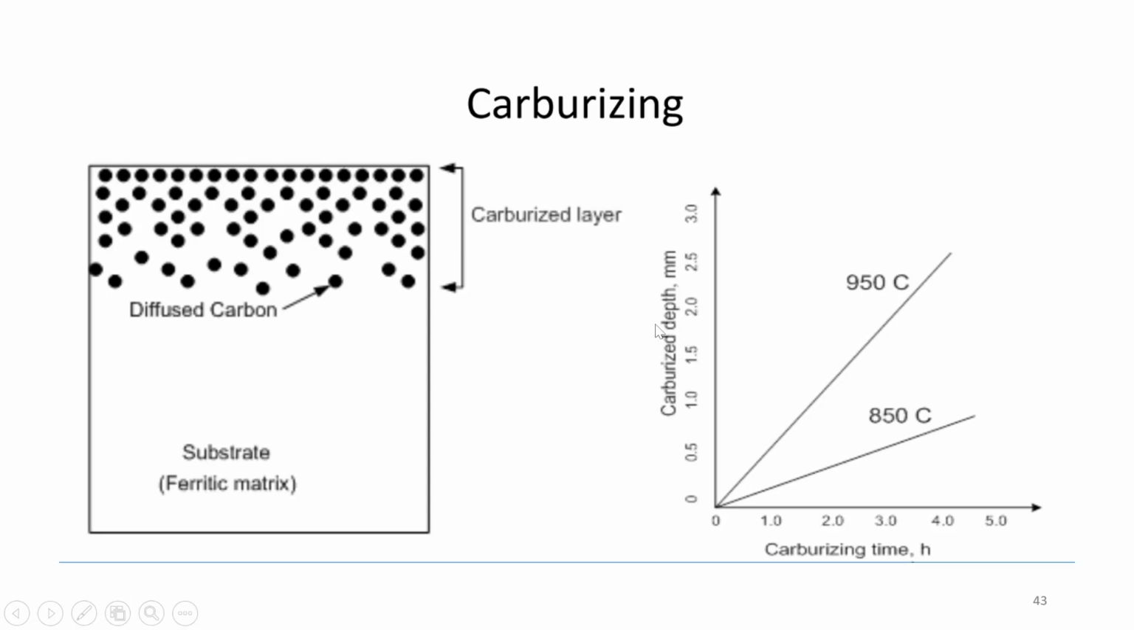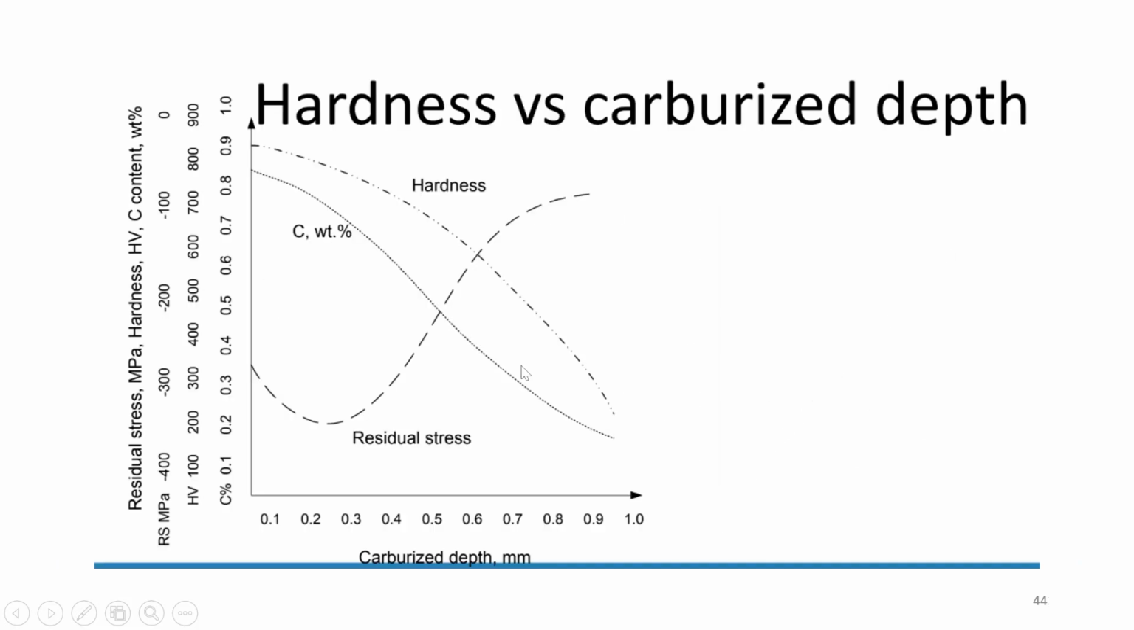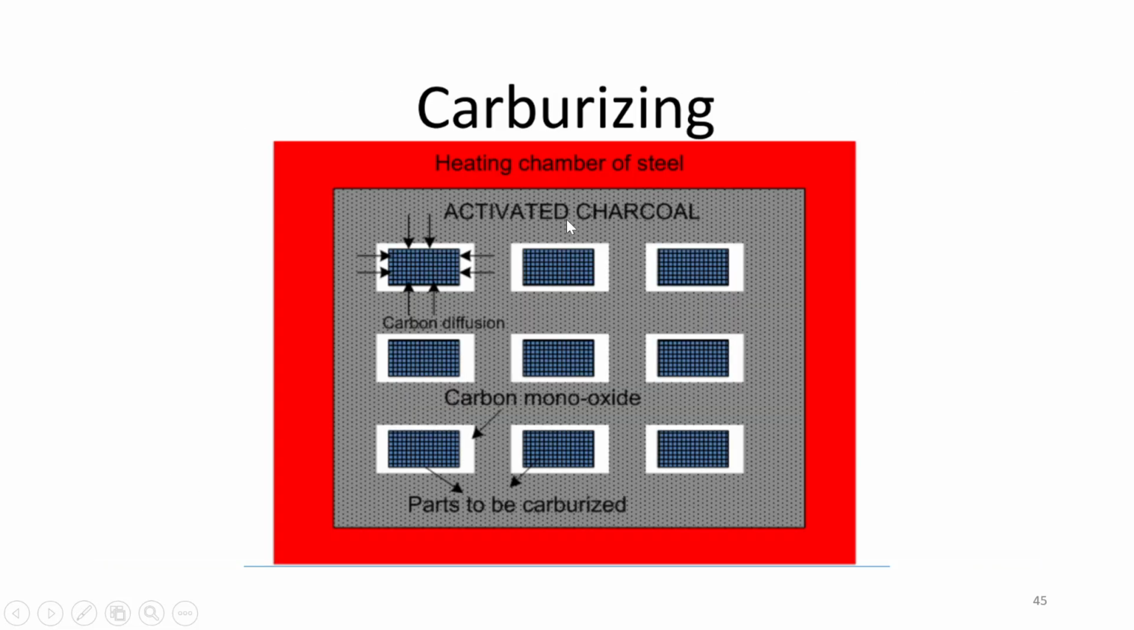The carburizing depth also depends on the temperature of carburization. At 950 you will get a higher case depth at the same carburizing time. Hardness versus carburizing depth: with carburizing depth you can see hardness will decrease and carbon weight percent will also keep on decreasing, and residual stress will be lowest near the surface and will keep on increasing up to a certain point. And this is the schematic for carburizing.